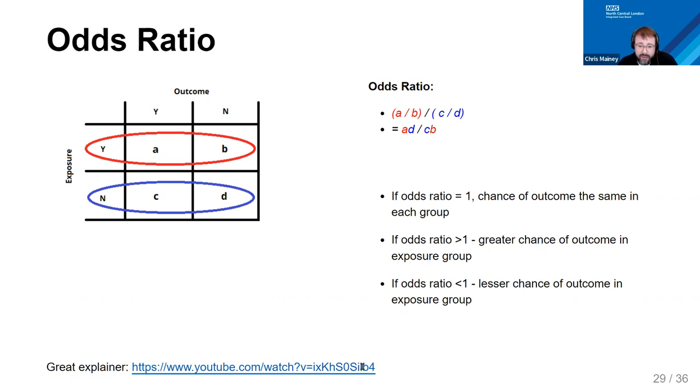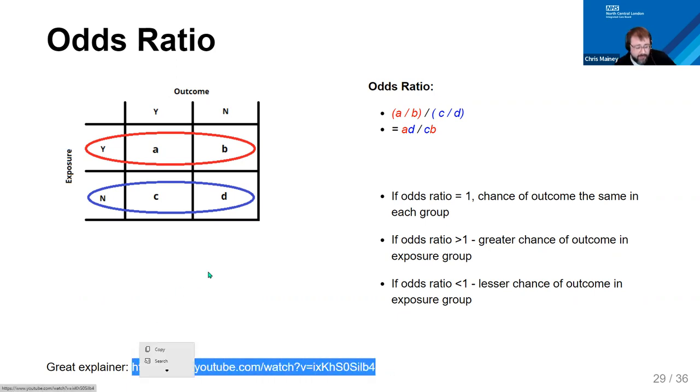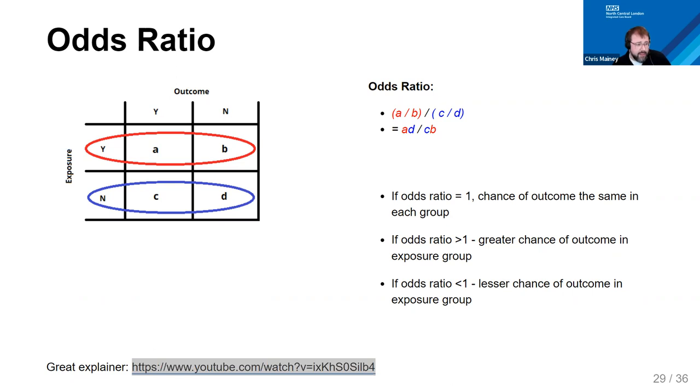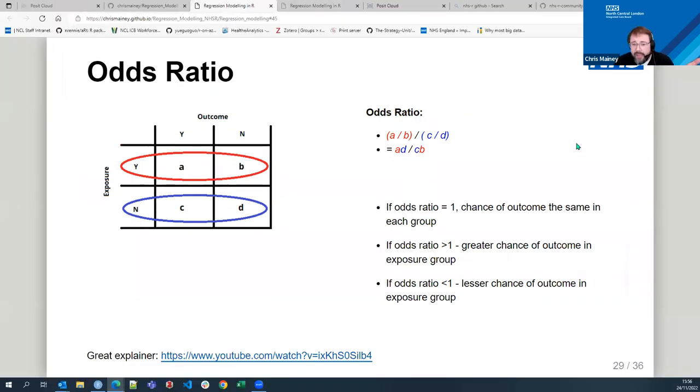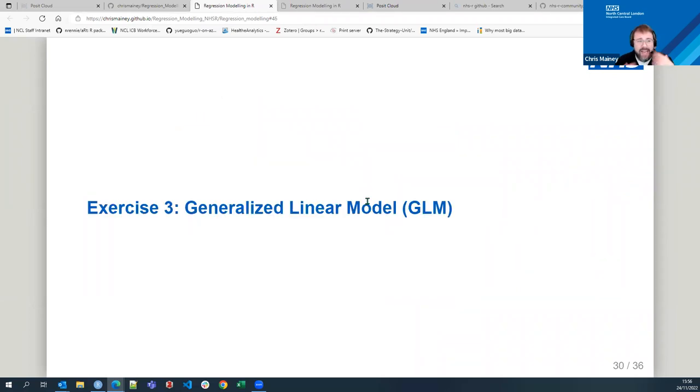There is a really useful video I found on it, so I'll drop that in the chat, because odds ratio, like a lot of what we're talking about today, is a complicated thing. I don't want to make light of this. It's complicated stuff, but you're perfectly capable of getting your heads around it in much the way I did, because I didn't understand it when I started. So if it's useful to you, do dig into that.